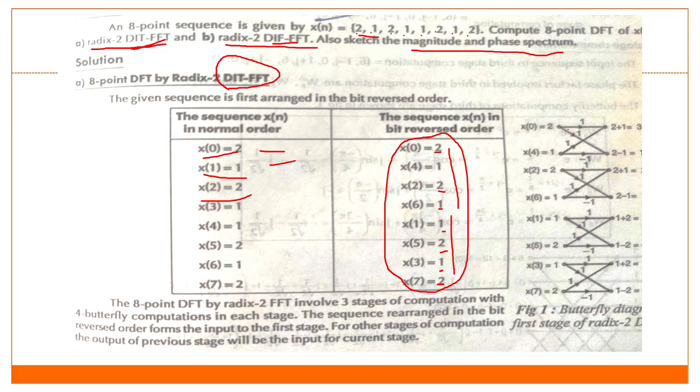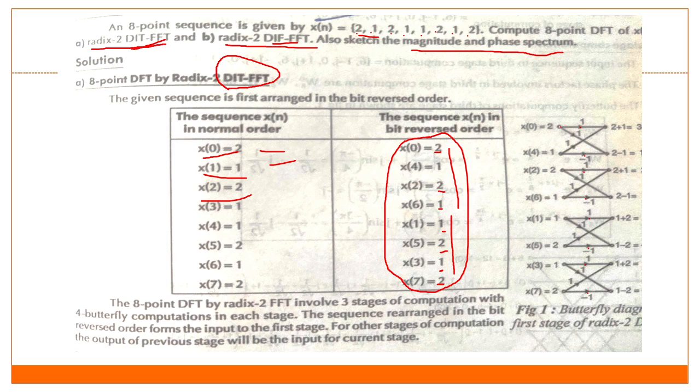So the input is like this, and the diagram is already drawn for you. Here the twiddle factor is 1 and minus 1. You have to use the twiddle factor: first one multiply, then minus one multiply, then one multiply, then minus one multiply, and so on, alternating. I have written the sequence 2, 1, 2, 1, 1, 2, 1, 2 like this.